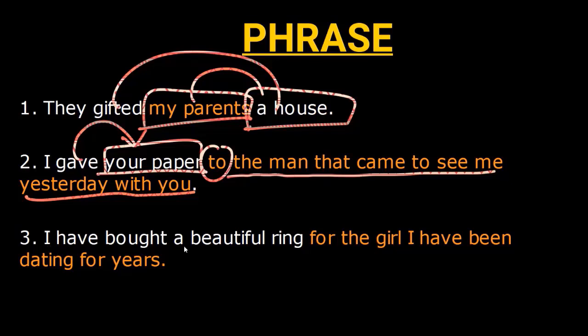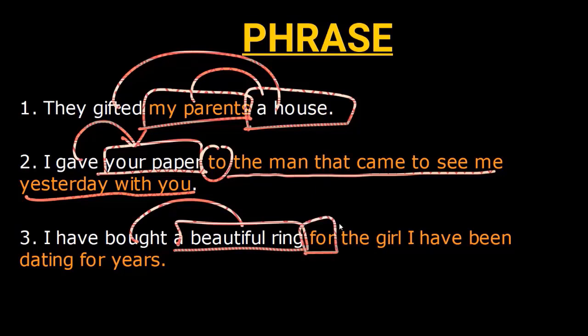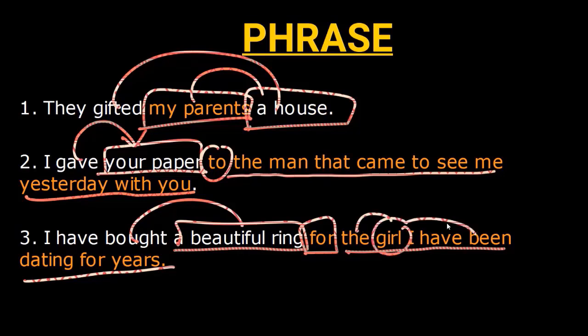Third, I have bought a beautiful ring. I have bought what? A beautiful ring. This is what I bought. For, this is the person that receives this direct object. The girl I have been dating for years. This is the person that receives the direct object. It's a phrase. The girl I have been dating for years. This is the simple noun, the pre-modifier, and this is a post-modifier. I have been dating for years.